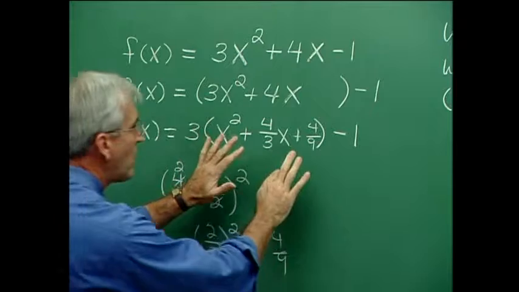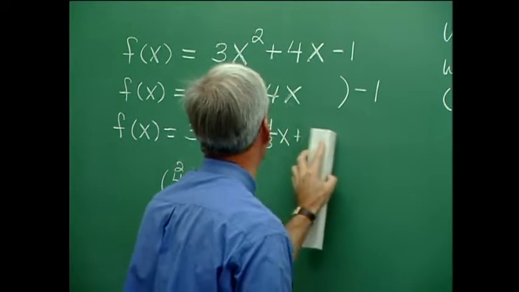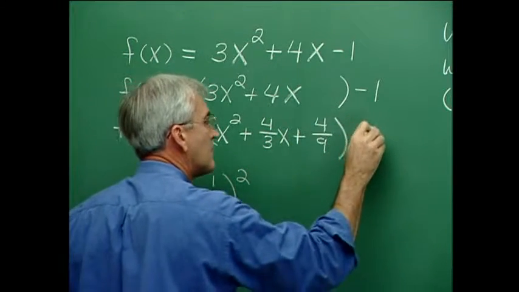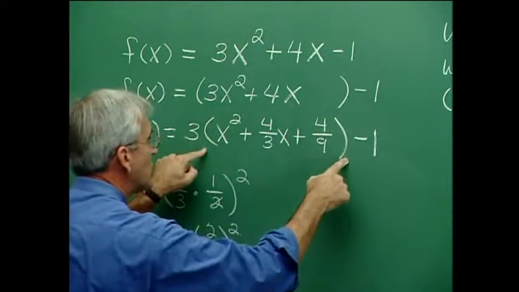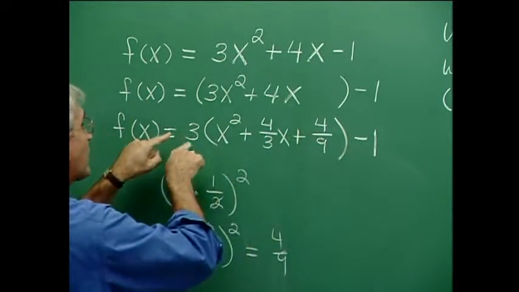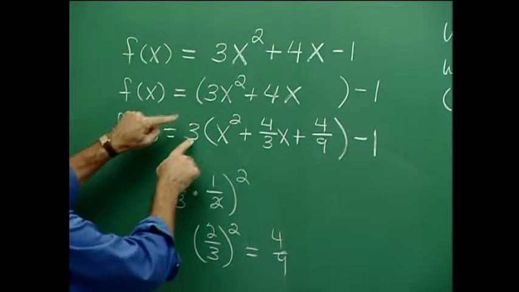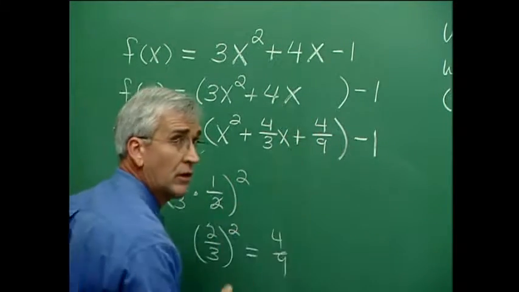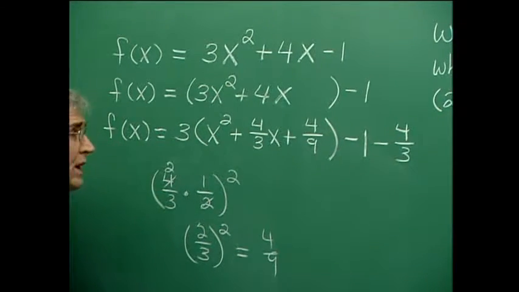Now, I'm adding 4/9 in here. Let me clean that up a little bit. I can do 4/9 a little better than that. So plus 4/9. Now, although we're adding 4/9 here in parenthesis, what are we really adding to this side of the equation? You see, we're really adding 3 times 4/9 to this side of the equation because it's in parenthesis. So 3 times 4/9, the 3 and the 9 would cancel, leaving a 3. We're really adding 4/3, so we have to subtract 4/3 over here to balance the equation.